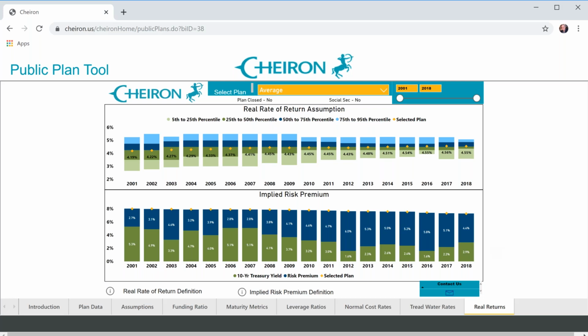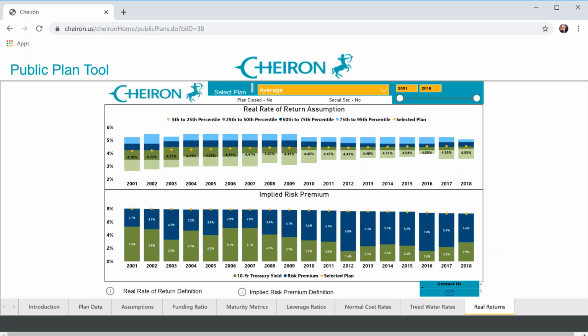Now, the liability for active members is sensitive to inflation because salary increases adjust over time for actual inflation. Retiree liabilities, however, might be completely sensitive to inflation, just partially sensitive, or not sensitive at all, depending on your COLA provisions. So the importance of the real rate of return will vary from plan to plan.